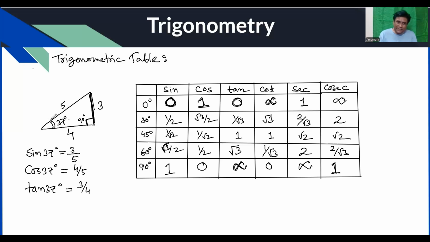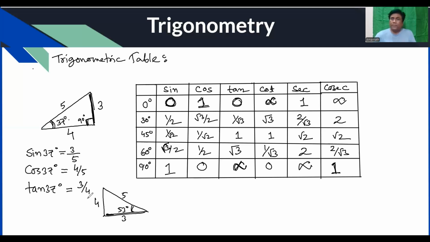So one more thing. If it is 37 and 90 degree, then it will automatically be 53 degree, because the sum of all the angles of a triangle is 180. So it will be 53 degree. So if I rotate the triangle like this, say this is 4, this is 5, this is 3. So it will be 53 degree now.